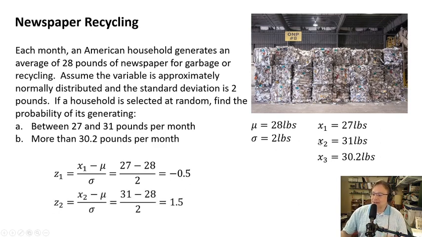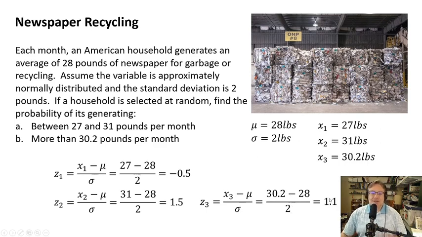Number 2, we have a threshold of 31 pounds. What is that in the standard normal distribution? We want to take this value of 31 pounds and subtract off the mean, and when we do that, we're going to get 3. We'll divide that by the standard deviation, and we'll get 1.5. So that's our second threshold. Third one, we're going to take 30.2 pounds, subtract off the mean, and we'll get 2.2. We're going to divide that by the standard deviation. That's going to be 1.1. So we now have 3 thresholds on the standard normal distribution.